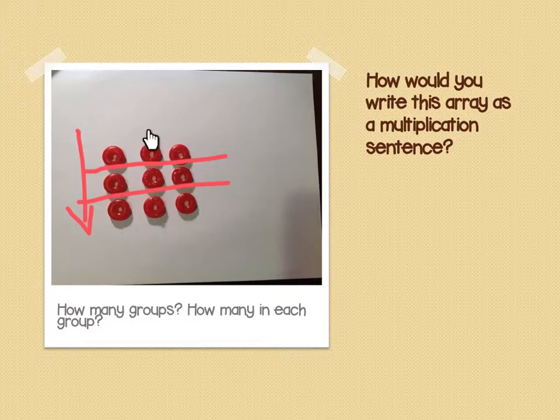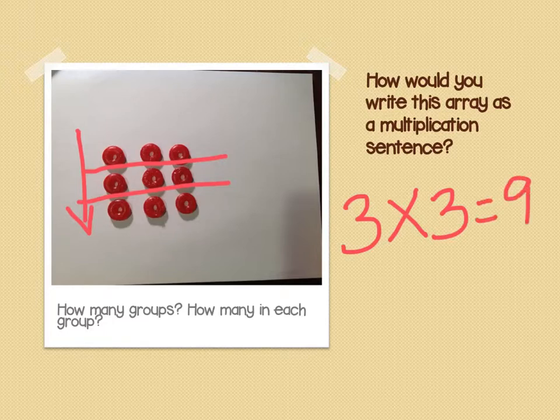And you can see they line up. So I know that there are for sure an equal number in each group. There are 3 lifesavers in each group. I know how many groups, and now I know how many in each group. Let's write it as a multiplication sentence. I have 3 groups of 3. And if you add them up or count them up, you will know that there are 9.